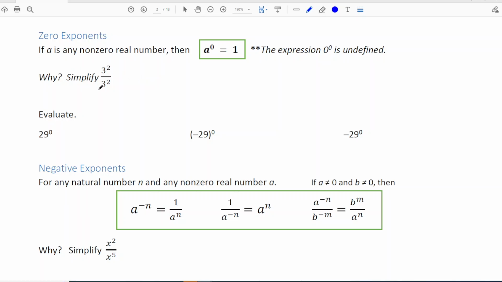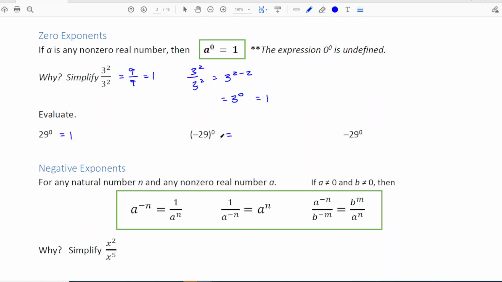Well, the reason why is if I ask you to simplify 3 to the 2 divided by 3 to the 2, you could think of this as 9 divided by 9, which is 1. But if I was to use my exponent laws, when dividing powers of the same base, you subtract the exponents, you would end up with 3 to the 0. So since we already know that this is something divided by itself, which is 1, we know that anytime you subtract the exponents, it means that you are dividing something by itself, which means that anything to the exponent 0 is 1.